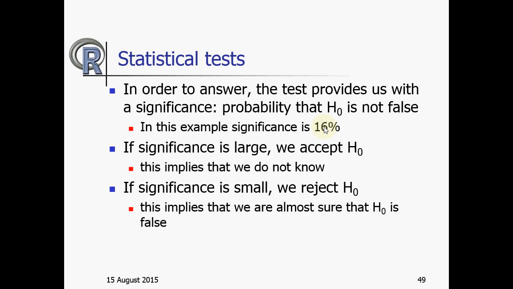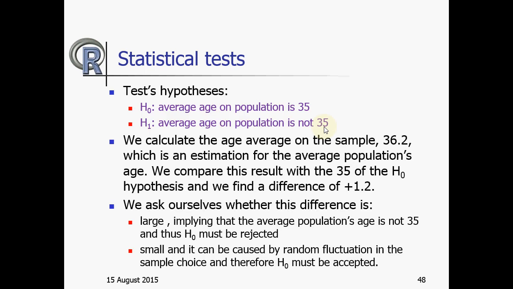Well, the majority of people, and I see this regularly in newspapers and magazines, decides just with a subjective decision, say, well, 1.2 is too much, so the average age is not really 35. Or 1.2, after all, is not so much, so the average age is 35. There are also people who adjust their H0 hypothesis and say, okay, the average age is 36.2, but this is something horrible.